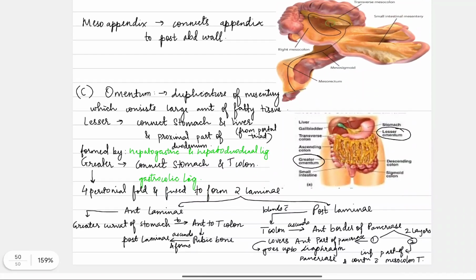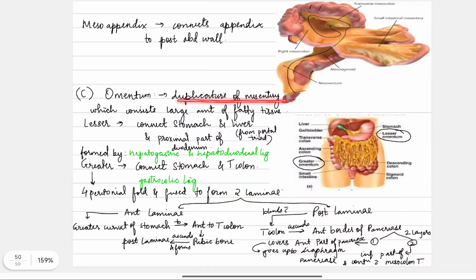Next is the omentum. It is a duplicature of peritoneum, which contains a large amount of fatty tissue. The lesser omentum connects the stomach and liver to the portal triad and the proximal part of the duodenum. It is formed by the hepatogastric and hepatoduodenal ligaments. The greater omentum connects the stomach and transverse colon. It is formed by the gastrocolic ligament.